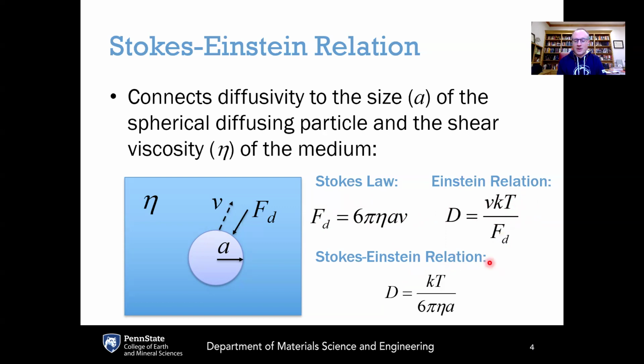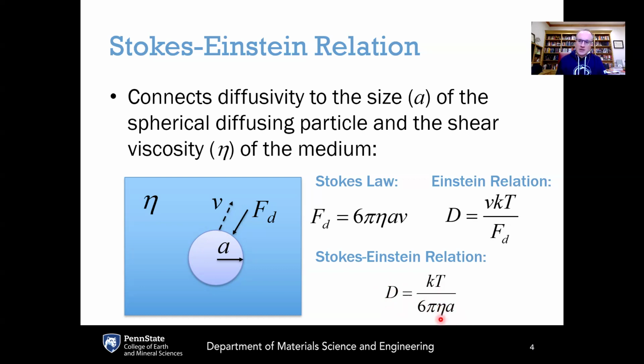And you can see that the velocities have canceled out from the numerator and the denominator. And what we're left with is that the diffusion coefficient, D, is equal to Boltzmann's constant times temperature divided by 6 pi times the shear viscosity times the size of the particle. In other words, there is an inverse relationship between the diffusivity of the particle and the shear viscosity of the medium in which it's traveling.